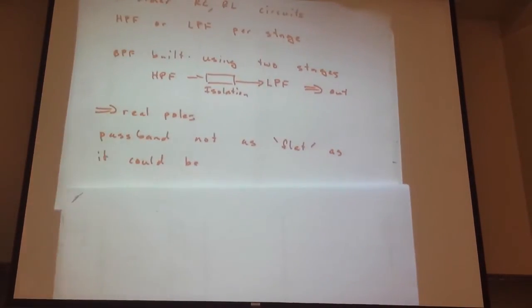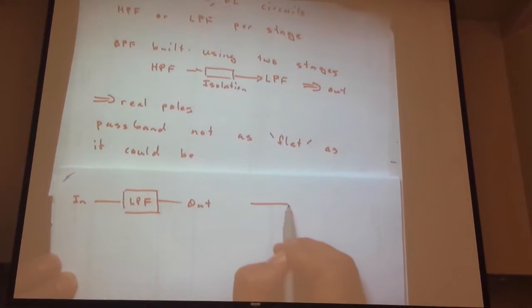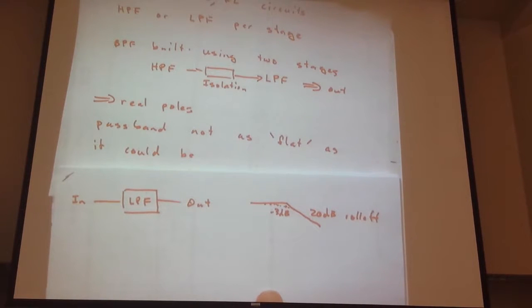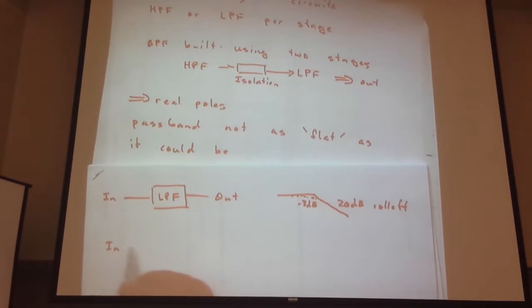For example, if we just have a single low pass filter, in and out, then our pass band looks something like that, and we have a minus 3 dB correction right there. And we can fit 20 dB roll off and a 0 dB pass band. Well, to achieve a better stop band, so stop band not very steep, we can do 2 cascaded first order filters.